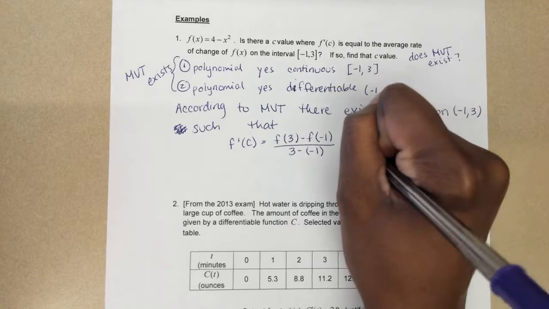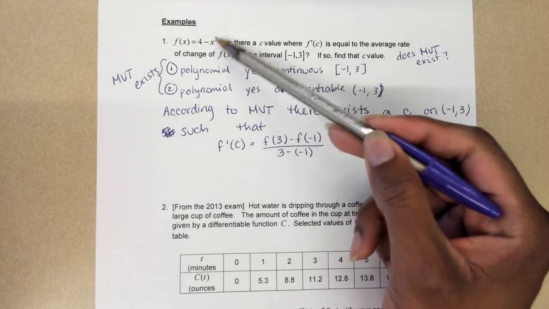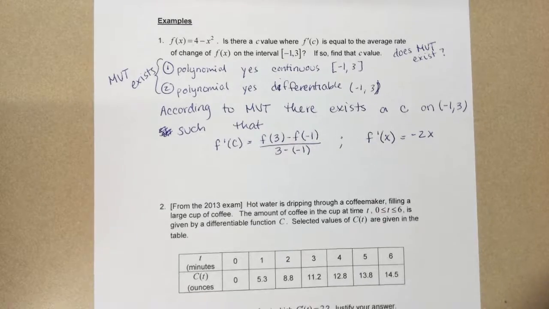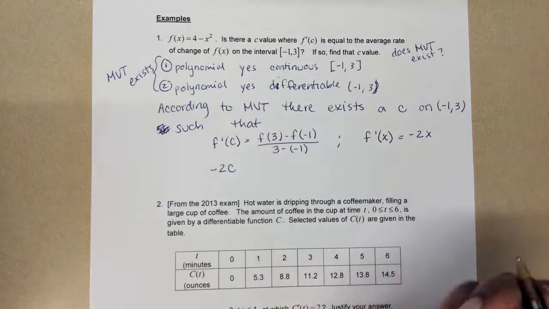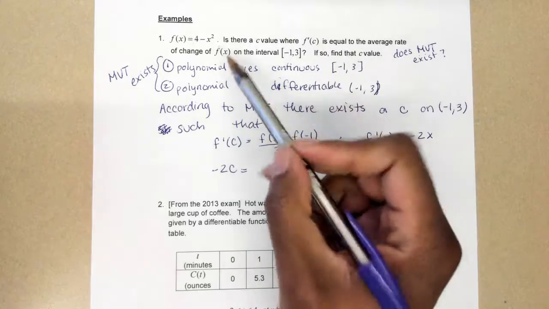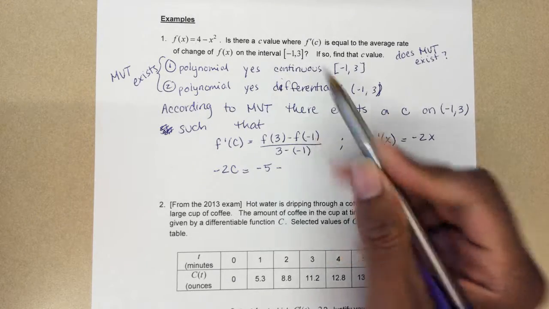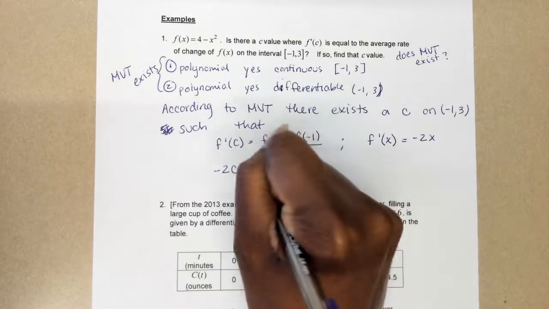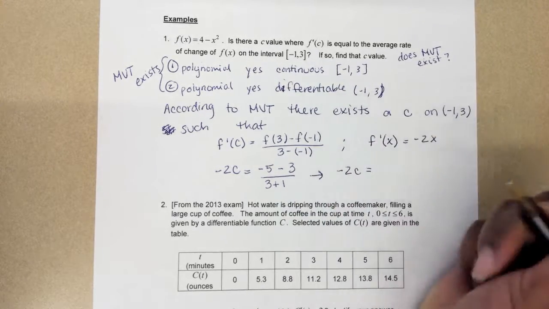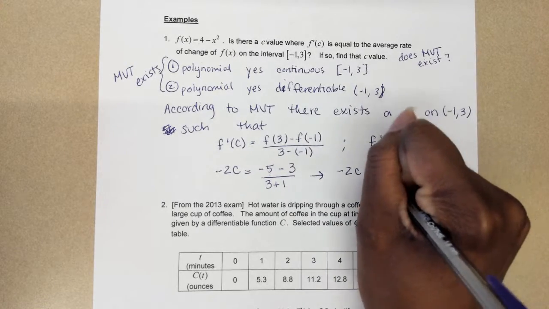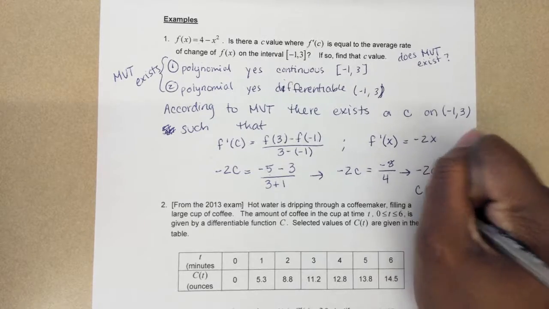So let's figure out what the derivative of f actually is. The derivative of 4 is 0, the derivative of -x squared is -2x. So the derivative at c should be negative 2c equals f of 3, where 3 squared is 9 and 4 minus 9 is negative 5, minus f of negative 1, where negative 1 squared is 1 and 4 minus 1 is 3, all over 3 plus 1. So negative 2c is equal to negative 5 minus 3, which is negative 8 over 4. So negative 2c is equal to negative 2. So c is equal to 1.